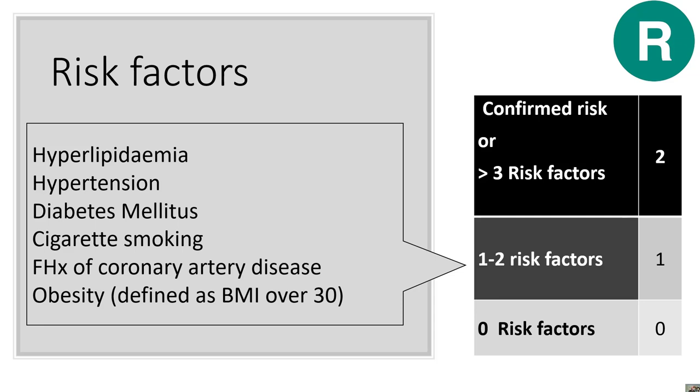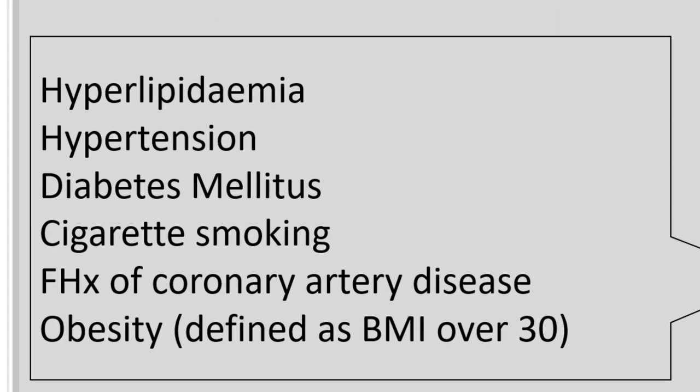In the absence of a confirmed risk, 3 or more factors will score 2 points. 1 or 2 factors will score 1 point. And if there are no risk factors, then obviously it's going to score 0. And the risk factors that we're specifically looking for are hyperlipidemia, hypertension, diabetes mellitus, cigarette smoking, a family history of coronary artery disease, or obesity, which is technically defined as a BMI over 30, but probably requires some sort of subjective view from the paramedic.